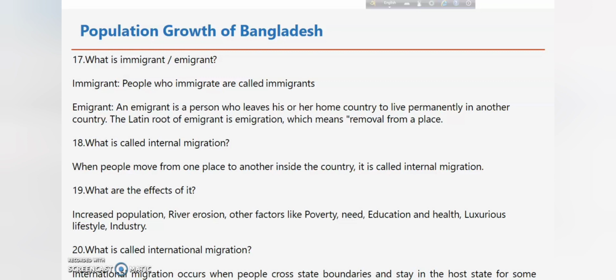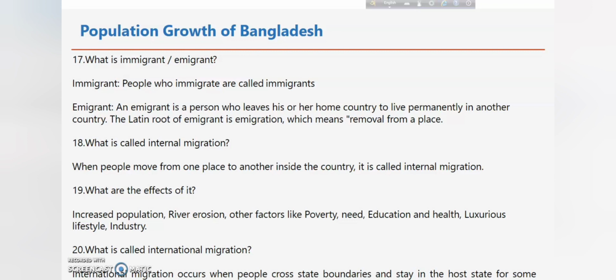Okay, coming up to next question. What is called internal migration? When people move from one place to another inside the country, it is called internal migration. Then the question is, what are the effects of internal migration? Increased population, river erosion, and other factors like poverty, need of education and health, etc. are the effects of internal migration.